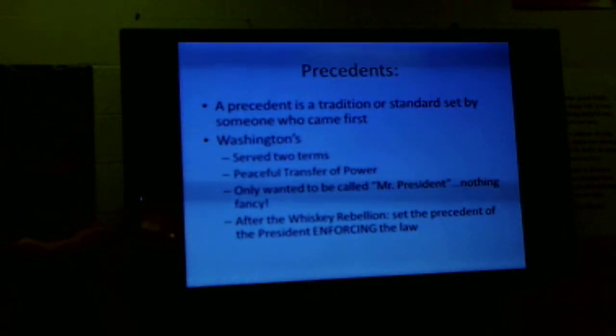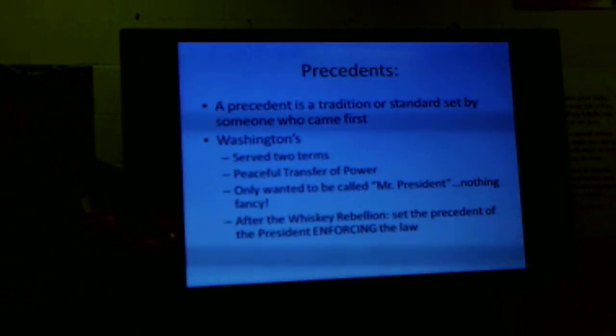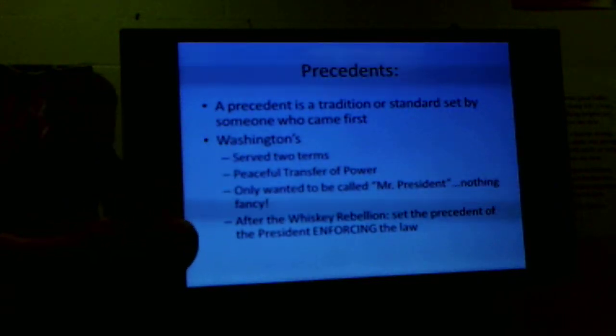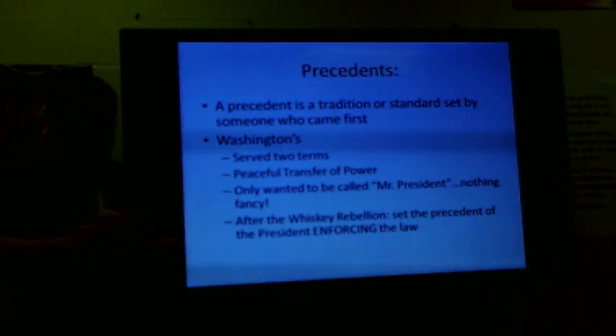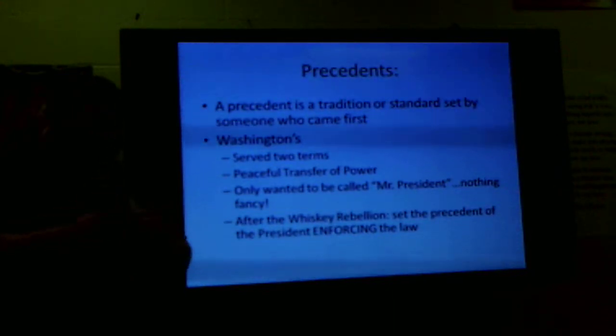That's very important. Also, they were trying to figure out what to call the President of the United States. Was it going to be some elaborate name like Your Excellency or Your Majesty or something like that? No, George Washington only wanted to be called Mr. President, and to this day, we only call the President Mr. President, nothing fancy. Also, after the Whiskey Rebellion, he set the precedent of the president enforcing the law.